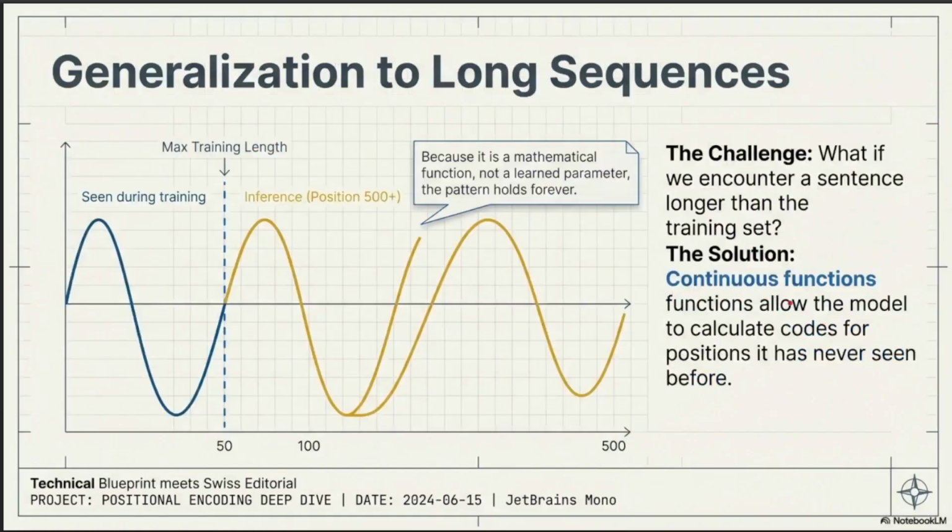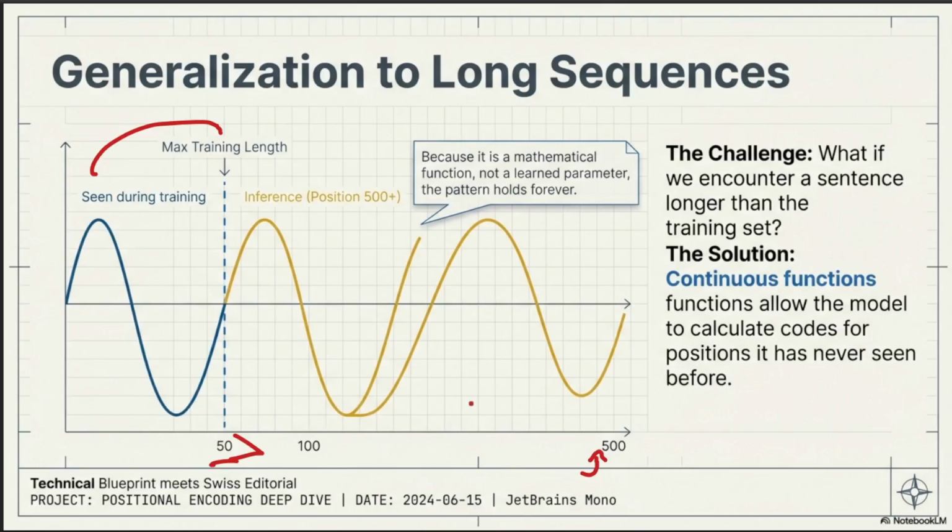This slide shows us why the sinusoidal functions are superior to learned embeddings for this task. Imagine if we trained a model only on sentences up to length 50. This is training up to 50. If we suddenly give it a sentence of length 500 during inference, if the model just learned position IDs, it would fail because it has never seen anything greater than 50.